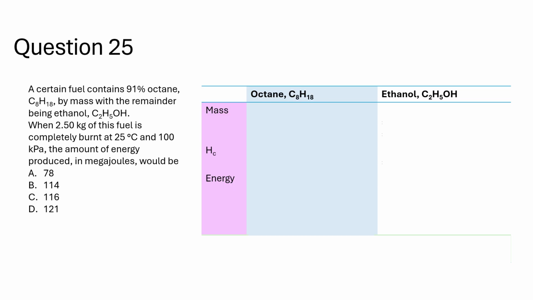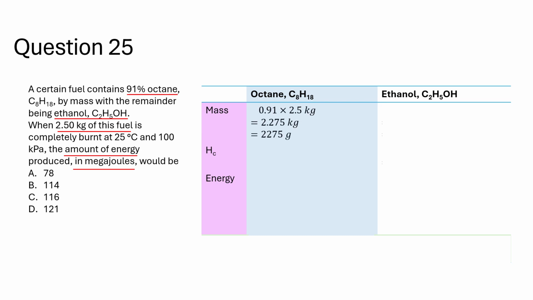The key to solving this problem is recognizing that the fuel is a mixture of octane and ethanol, rather than a single pure substance. Therefore, the total heat energy produced must be calculated by determining the energy released by each individual component separately, and then summing them.